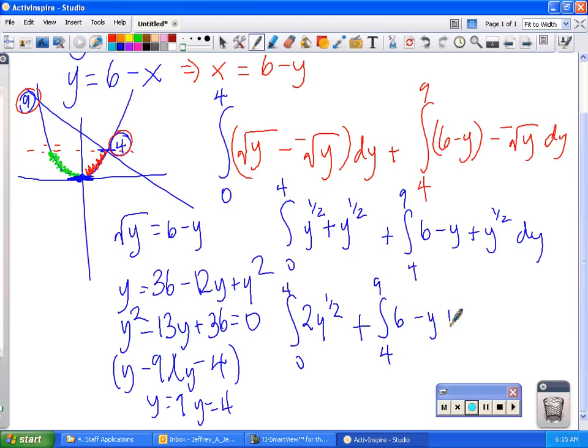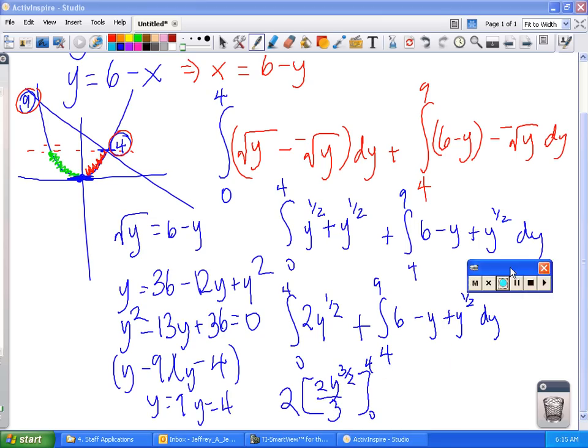From 4 to 9, 6 minus y plus y to the 1/2 power dy. Now what I would do in that next step is pull the 2 out. I'm going to find the antiderivative, so that's 2 times y to the 3/2 over 3/2, which is 2/3, from 0 to 4.